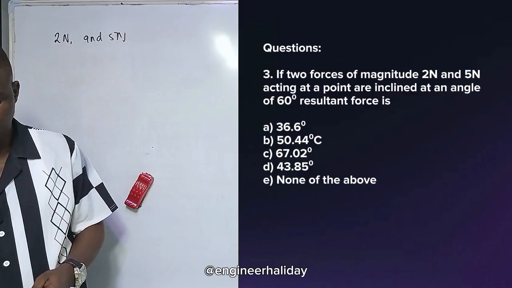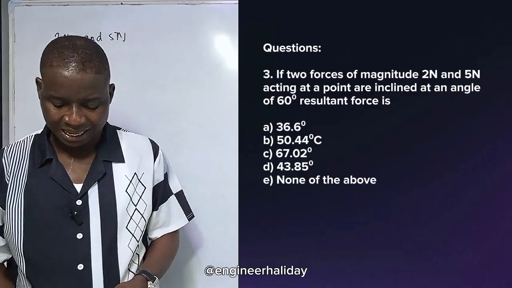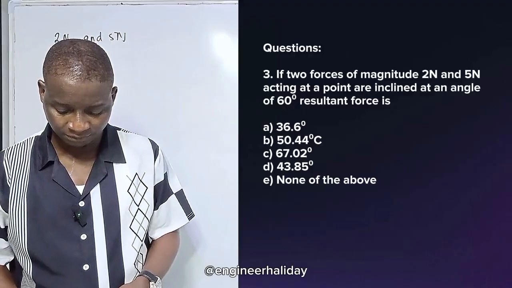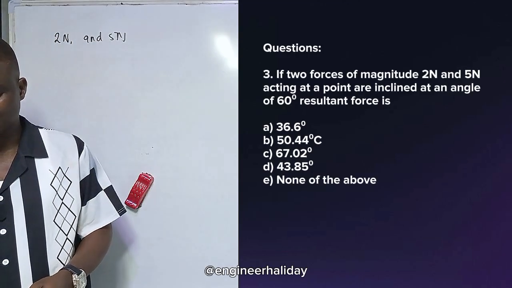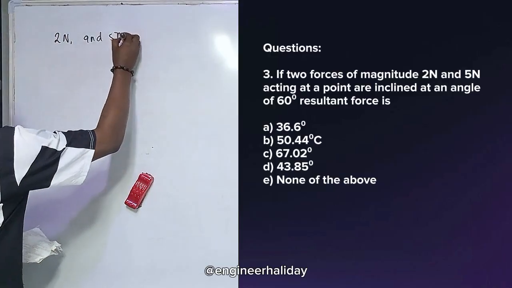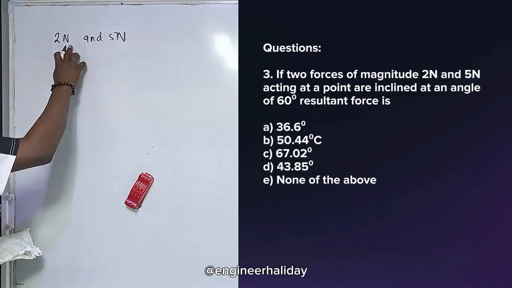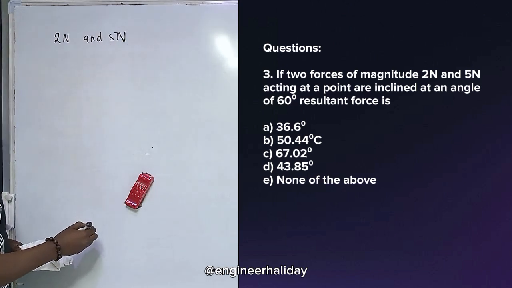If two forces of magnitude 2 Newton and 5 Newton acting at a point are inclined at an angle of 60 degrees, what is the resultant force? The first force is 2 Newton and the second force is 5 Newton. They say they are inclined at an angle of 60 degrees.